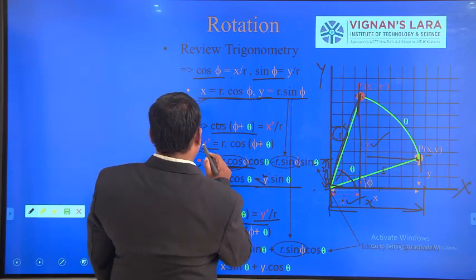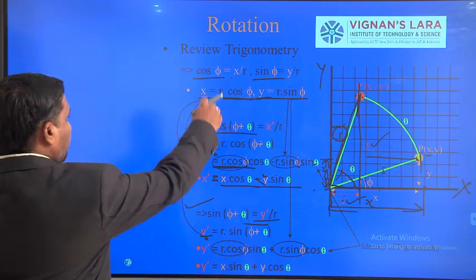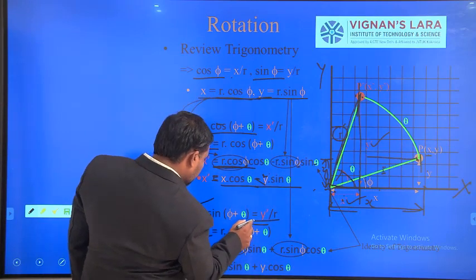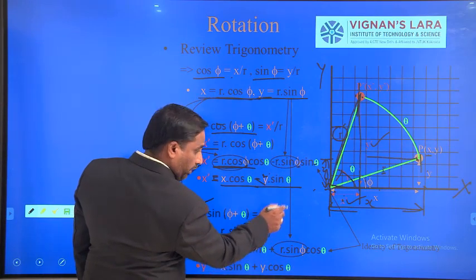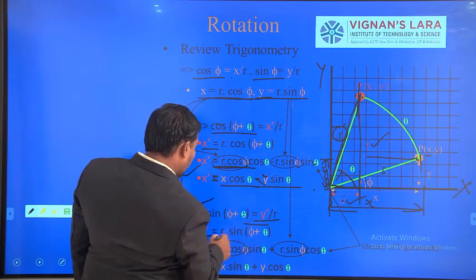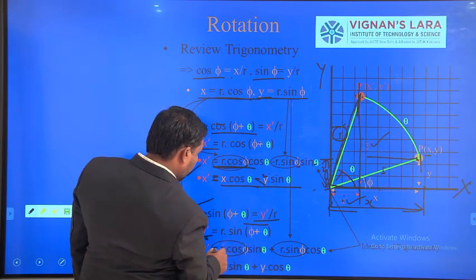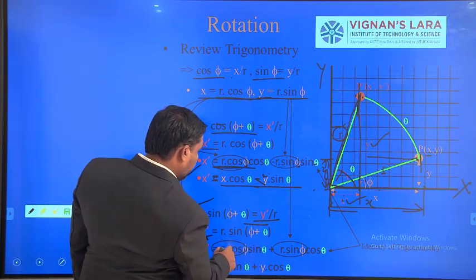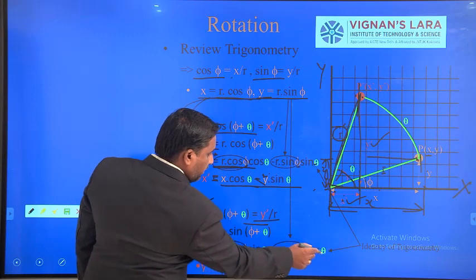This is the x coordinate of the point P dash. Next, expand sin of phi plus theta, that equals y dash. That means y dash equals r into sin of phi plus theta, that is r into cos phi sin theta plus r into sin phi cos theta.